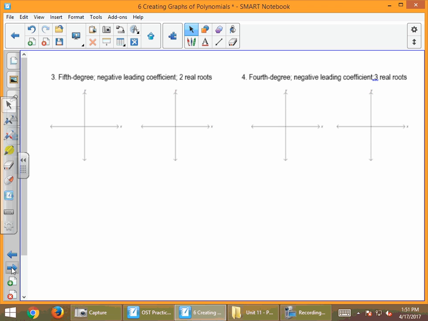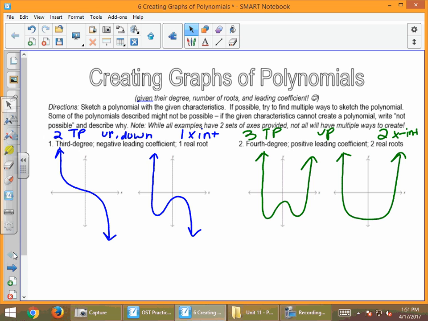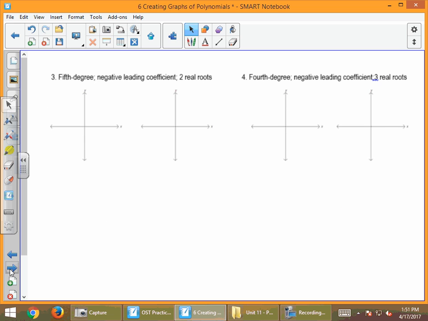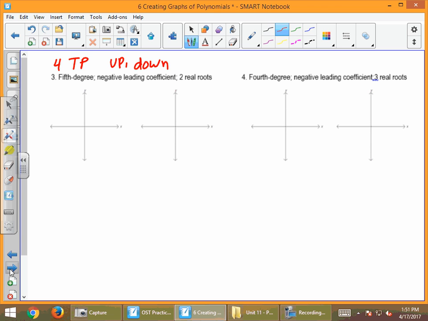Number 3, 5th degree, negative leading coefficient and 2 real roots. So, 5th degree, how many maximum turning points can it have? 4. Maximum of 4 turning points. Negative leading coefficient, so really similar to the first one. Which direction is it going to point? Up, and it's going to end pointing down because it is odd, so they have to point in opposite directions. And 2 real roots, so how many x-intercepts?